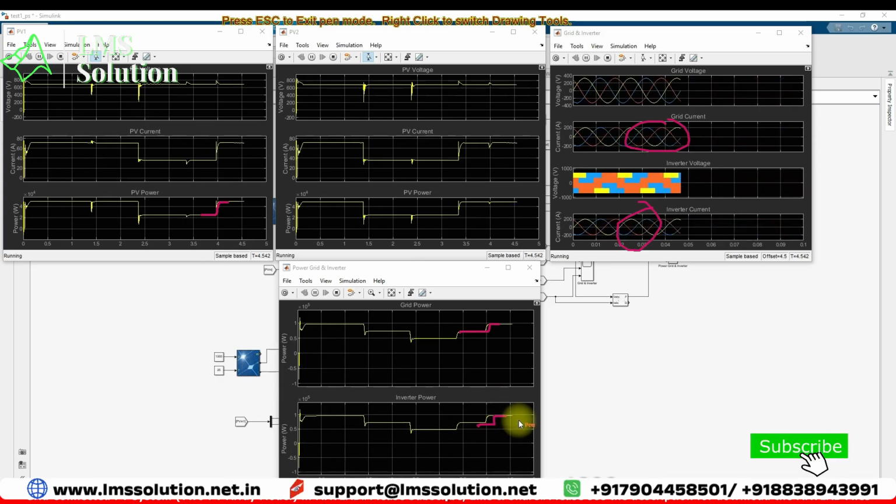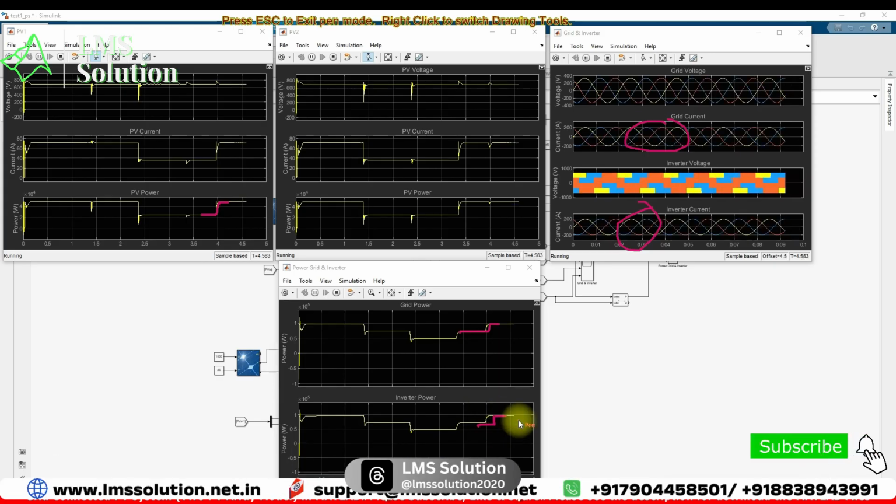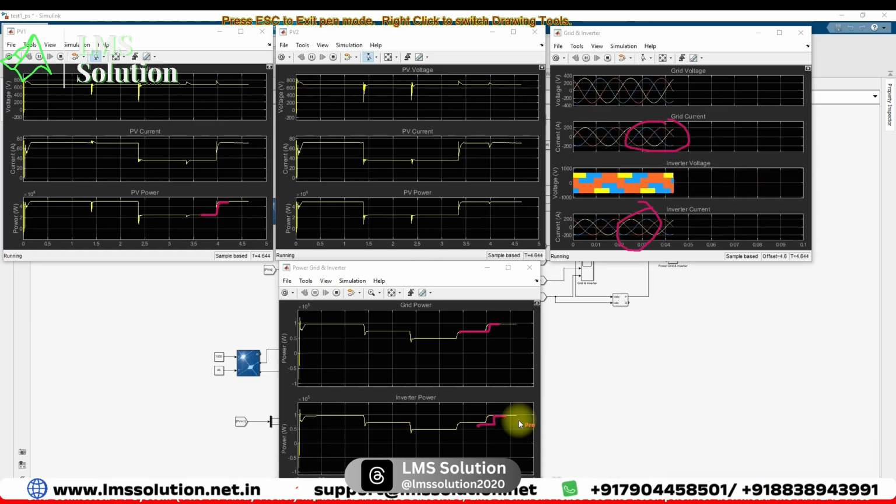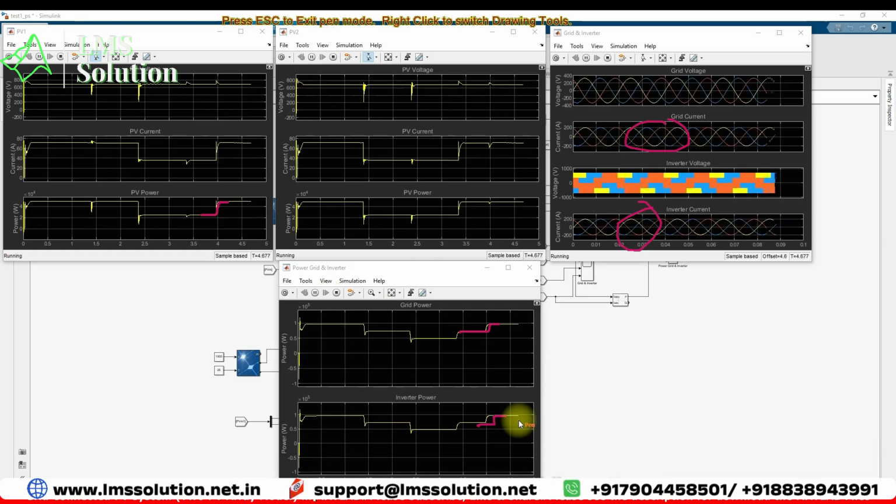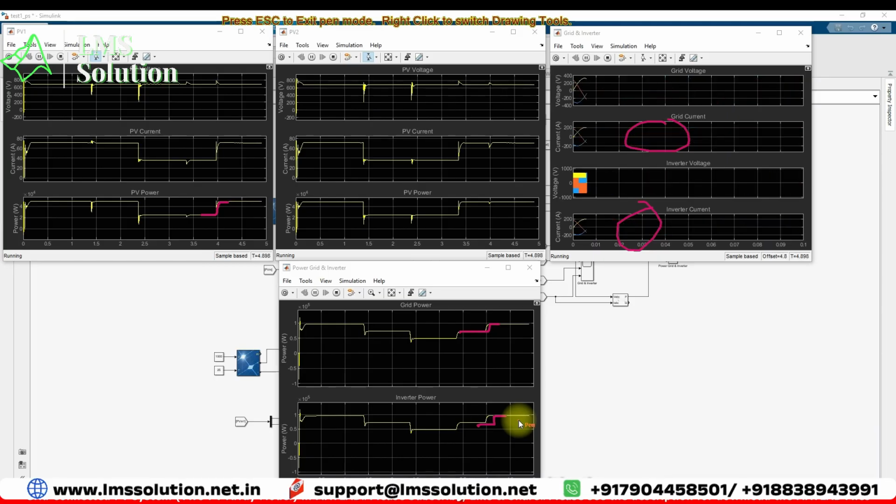Now both PV arrays are operated at 1000 watts per meter square. That means we are extracting power of around 97.94 kilowatts from PV arrays 1 and 2, and that power is going to be sent to the grid via the DC converter or inverter. This is the operation of a grid connected PV system with the 2 PV array model.